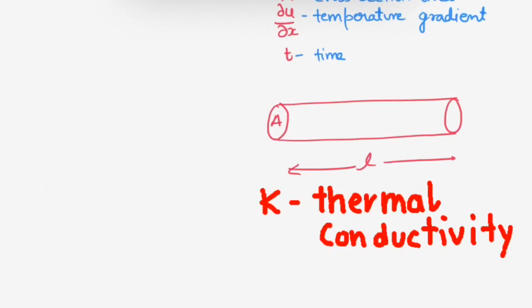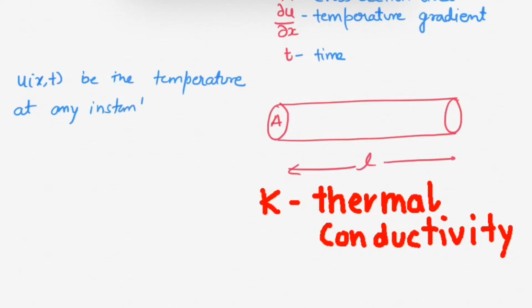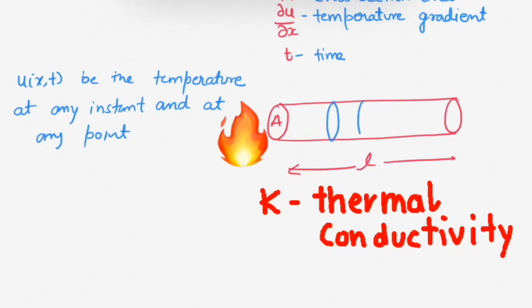Now let u(x,t) be the temperature at any instant and at any point. Now suppose heat is flowing through this rod by conduction, and consider some small element PQ. This is a small element PQ.